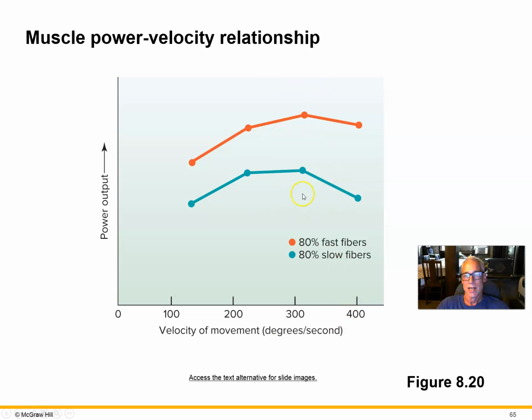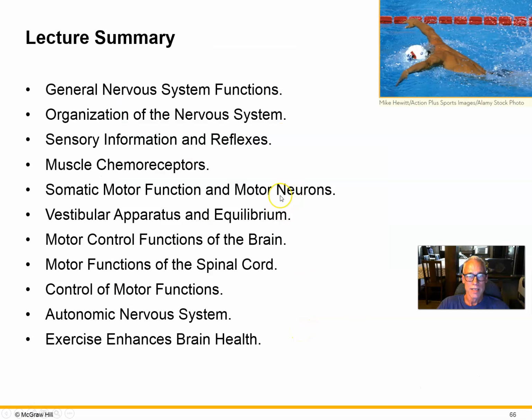So it isn't necessarily true that the faster you go, the better you will be in terms of a competitive athletic activity. There's some sweet spot where you're being most efficient, you're producing the most power, and that's exactly what you want to do. So that's the end of our discussion of muscle physiology, and I hope you'll take some time and review the first two sections of this chapter as well.